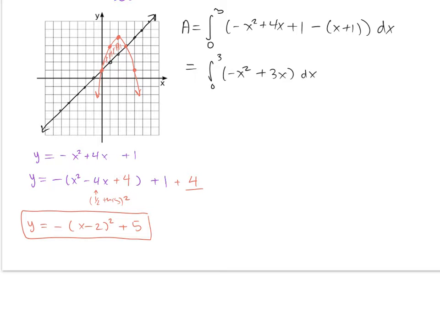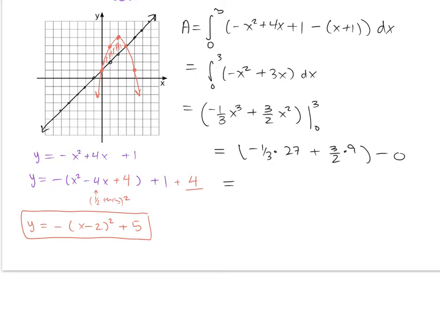All right, what's the antiderivative? Negative 1/3 x cubed plus 3 halves x squared, evaluated from 0 to 3, which is negative 1/3 times 27, plus 3 halves times 9, minus 0. So what, negative 18 plus 27 halves? Did I do that right? I did not do that right. I was just testing you again. I do that all the time, don't I?